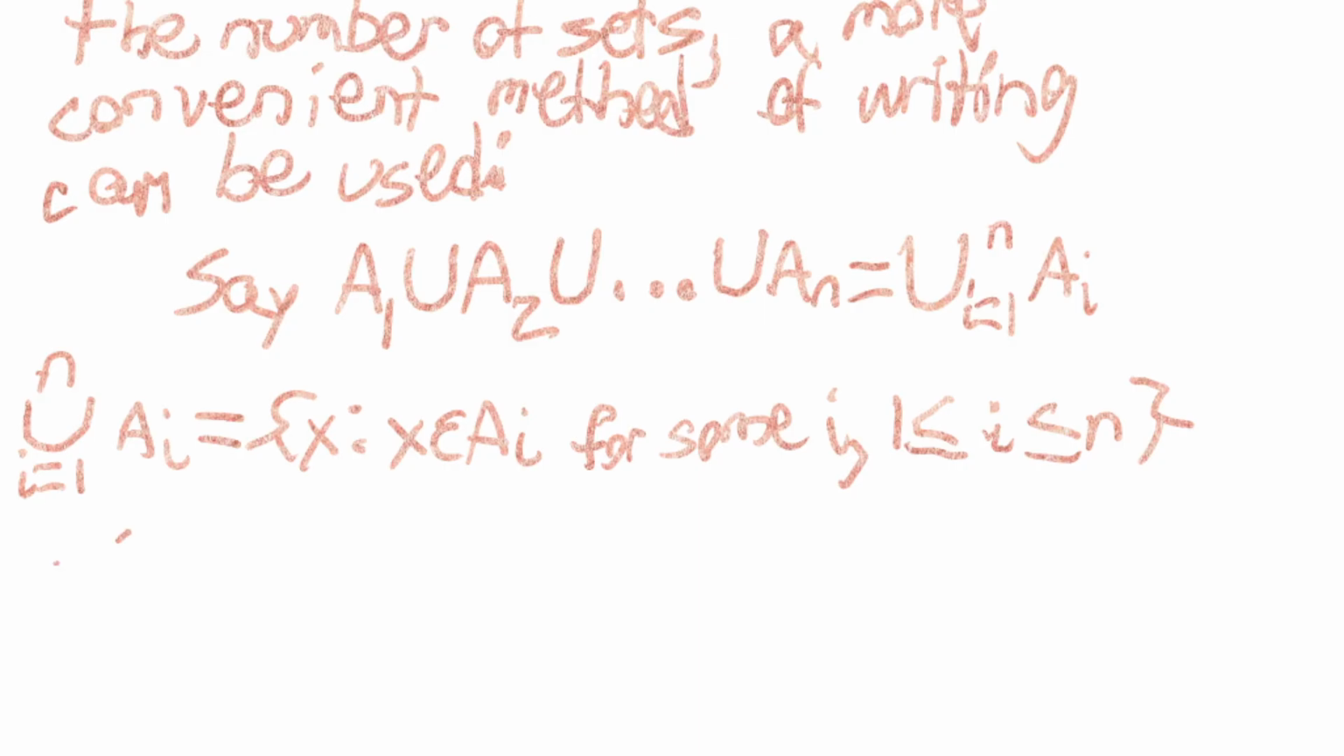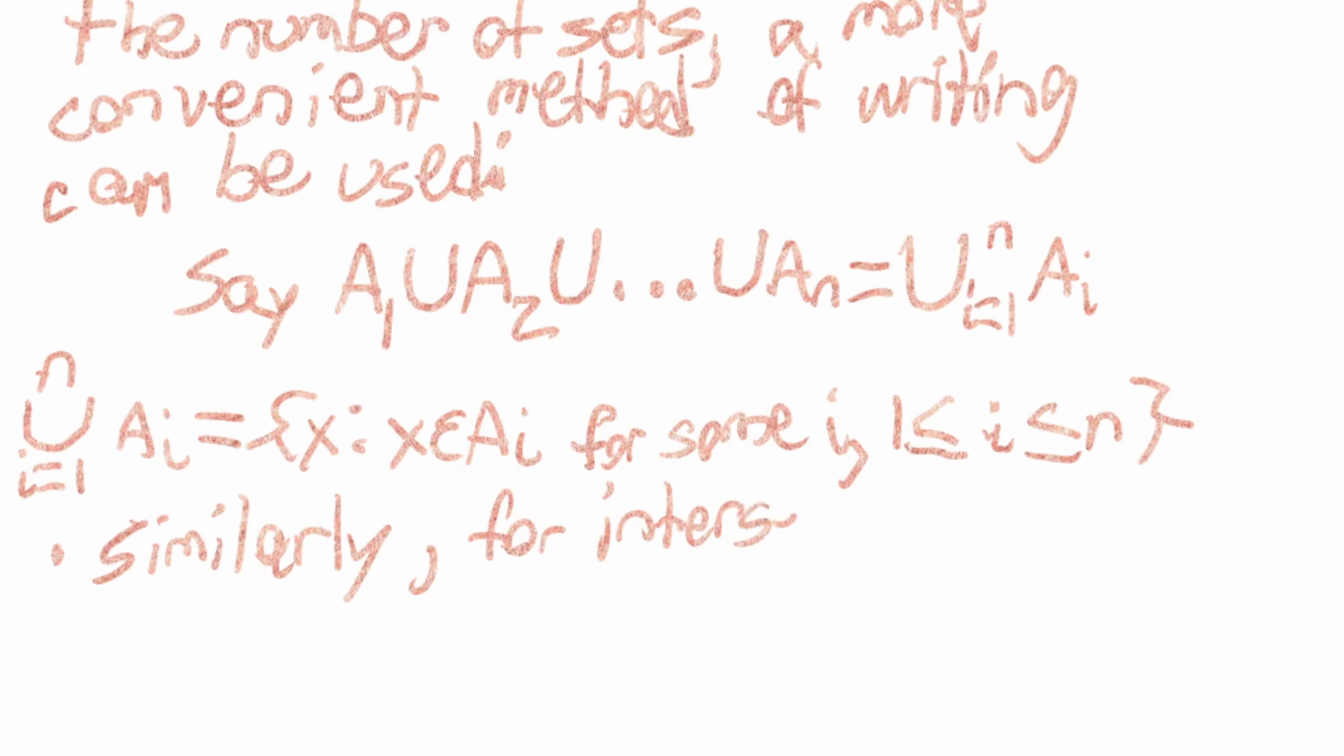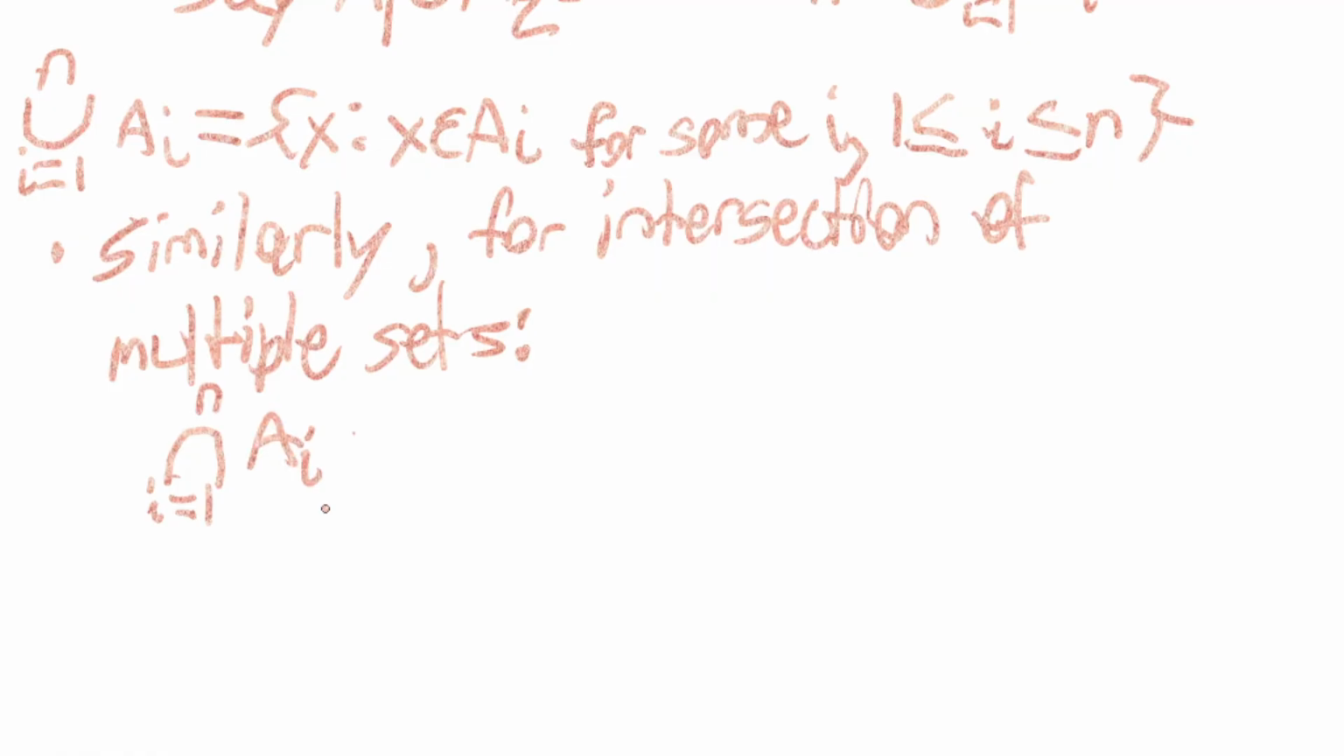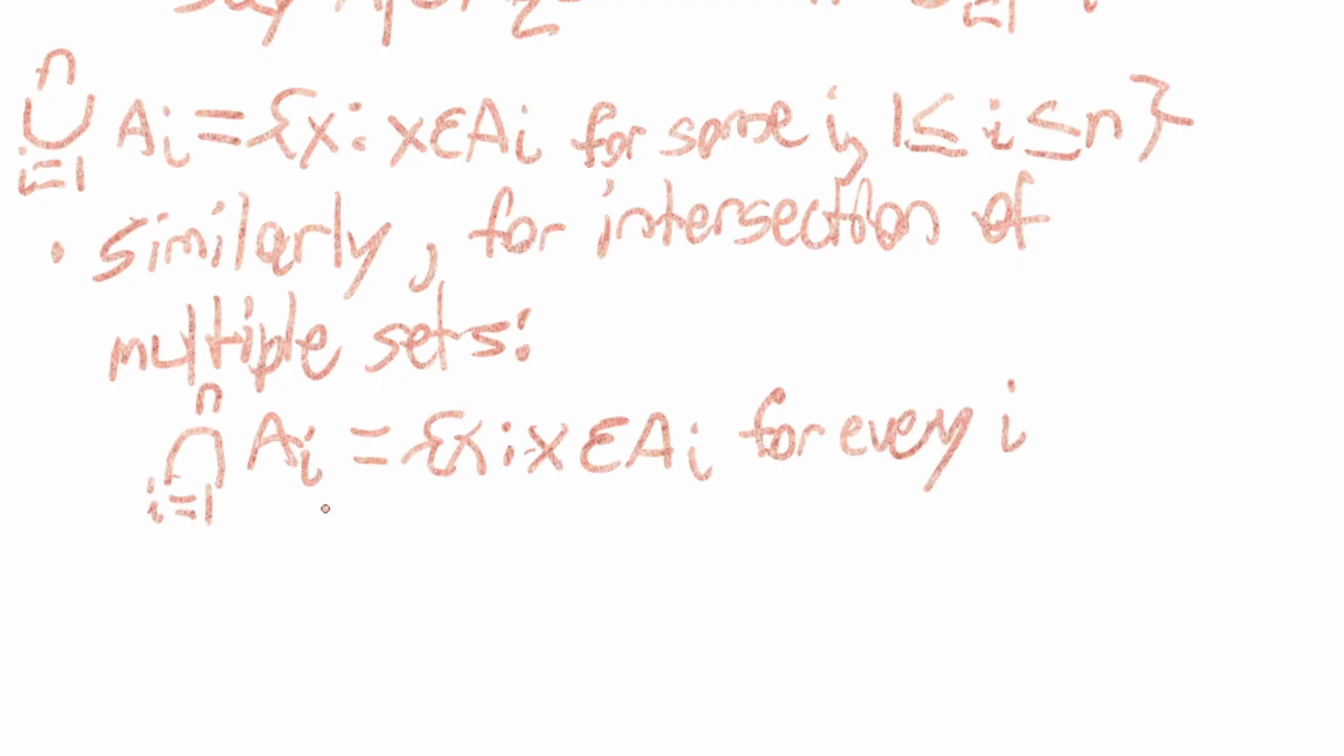And similarly, for intersection of multiple sets, the intersection from i equals 1 to n of Ai is equal to the set of x, where x is an element of Ai for every i where 1 is less than or equal to i, which is less than or equal to n.